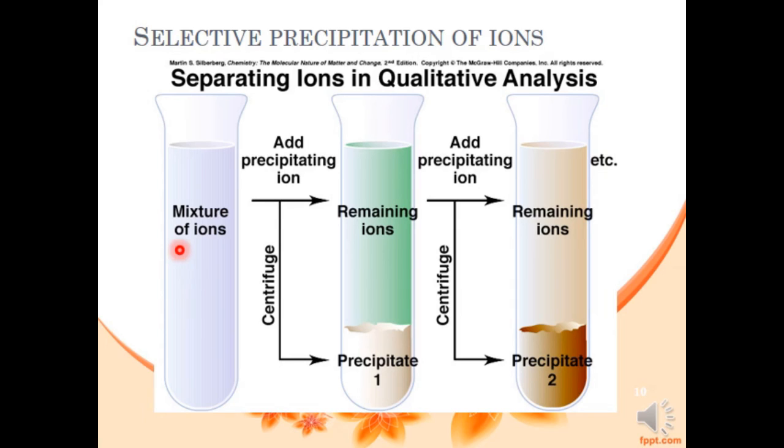For example, you want to get ion A. So you want it to precipitate out, you add the precipitating agent for that specific ion, and the rest will remain in aqueous. And then if you want to remove the next ion, then we add another precipitating agent that will form solid with that particular ion, and the rest will remain as aqueous form.